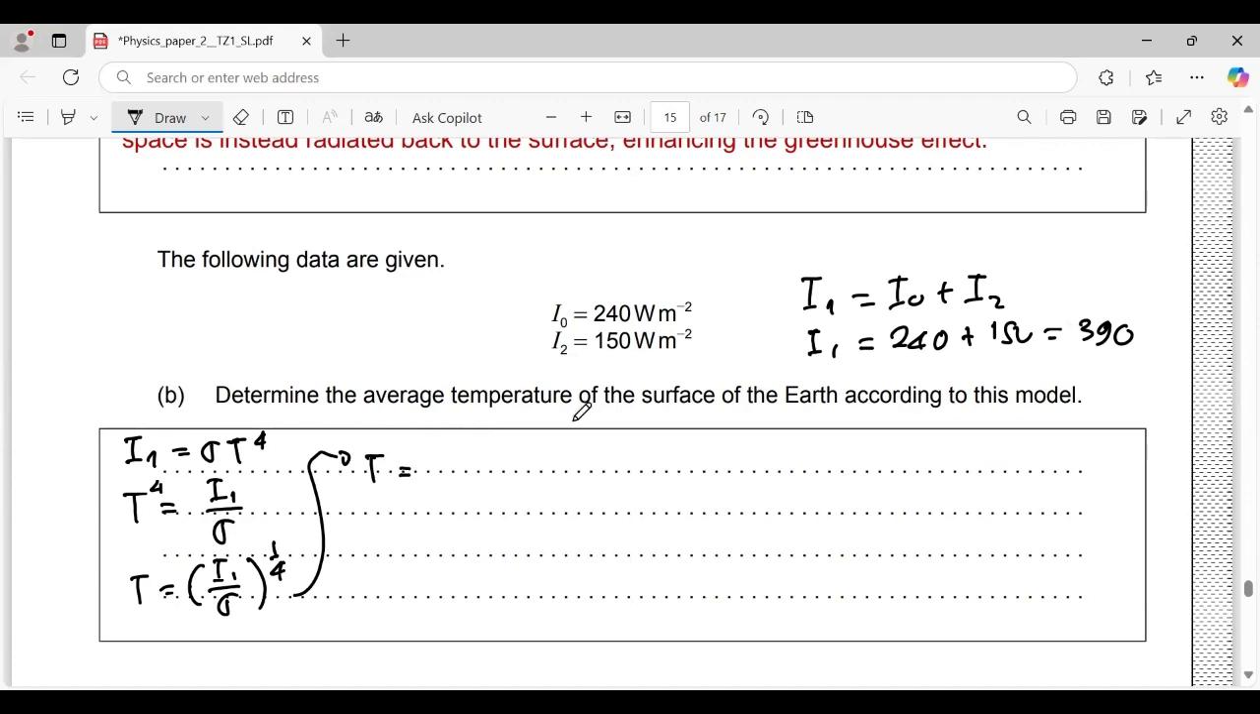So T equals, I1 is 390, over the Stefan-Boltzmann constant, 5.67 times 10 to the power minus 8. It is 288 Kelvin. The unit is the temperature unit Kelvin. You may calculate this to make sure.